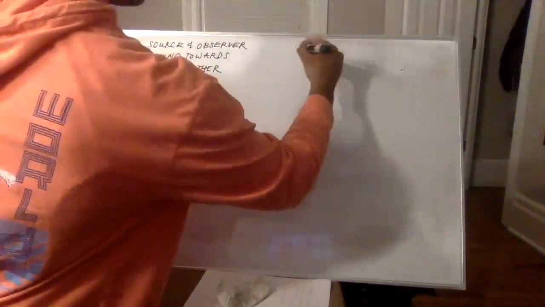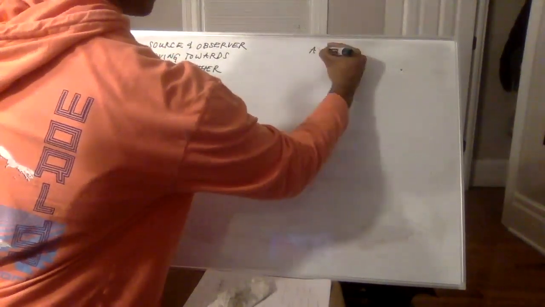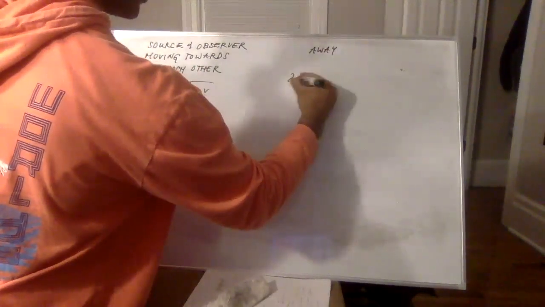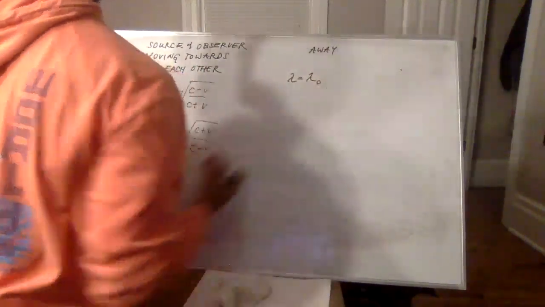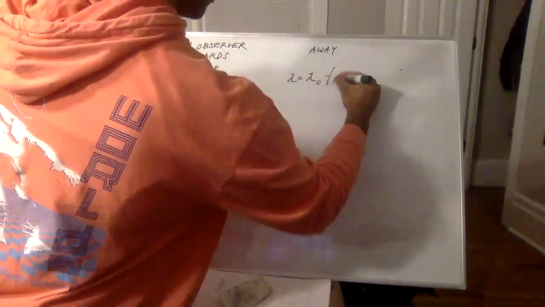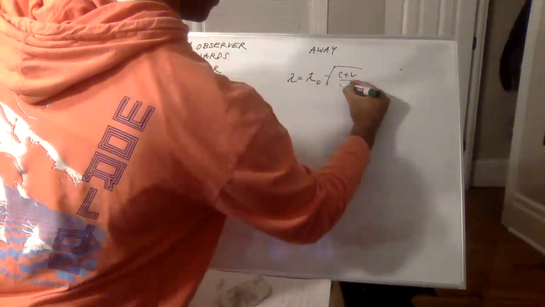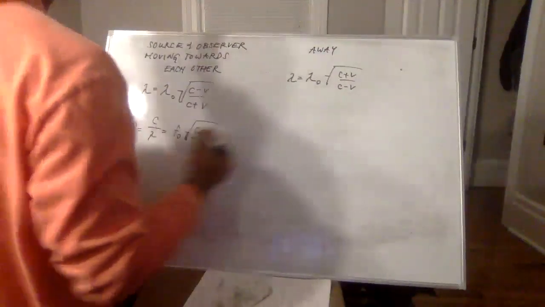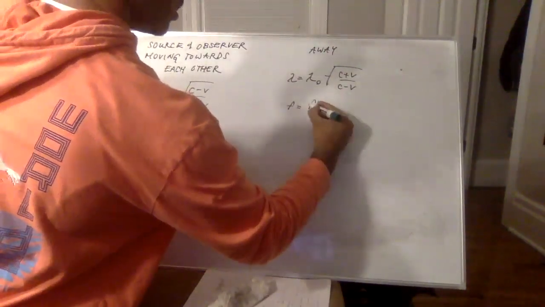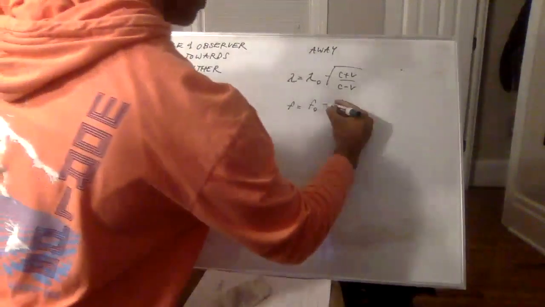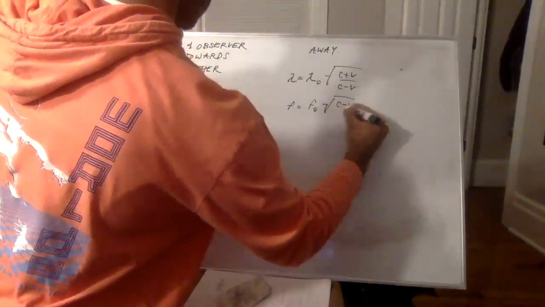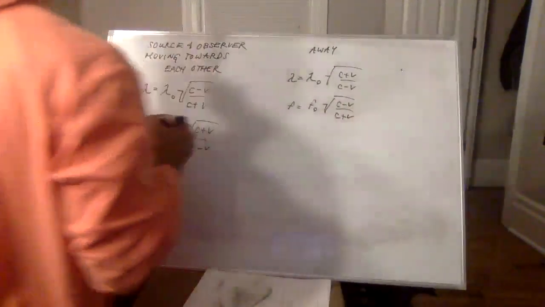And if they're moving away from each other, we have a pretty similar set of formulas. Lambda equals lambda naught times the square root of (C plus V) over (C minus V), and F equals F naught times the square root of (C minus V) over (C plus V).